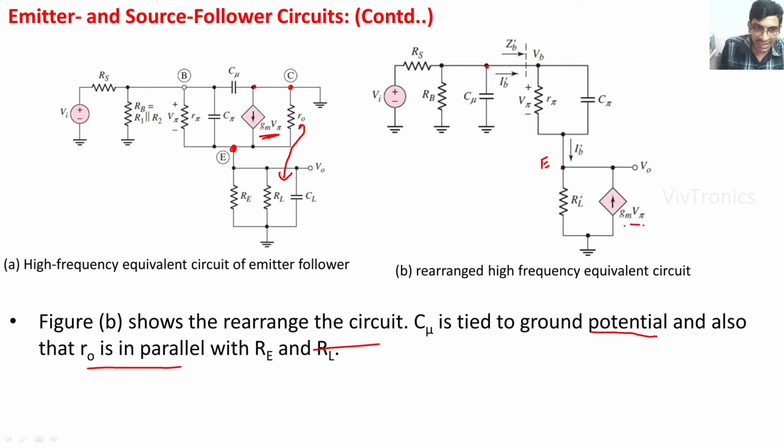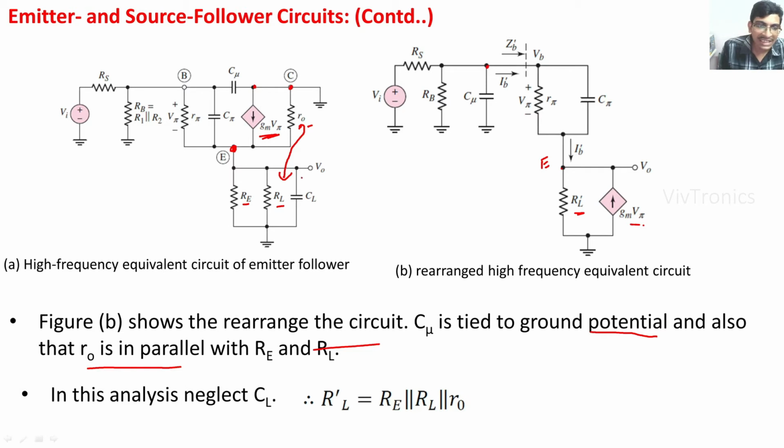At the emitter side we have a dependent current source gm V pi and a parallel combination of these three resistances Re, RL and small r0, which can be given as RL dash. In this analysis we are going to neglect the CL value, and also here RL dash is equal to Re parallel RL parallel small r0.